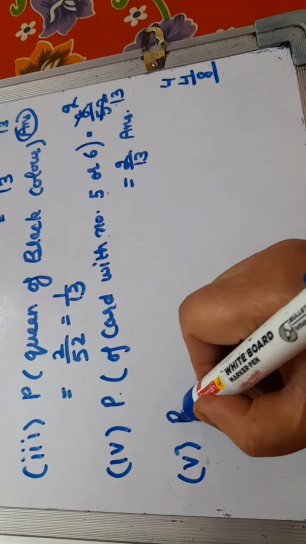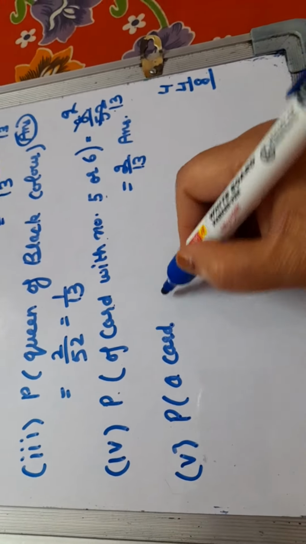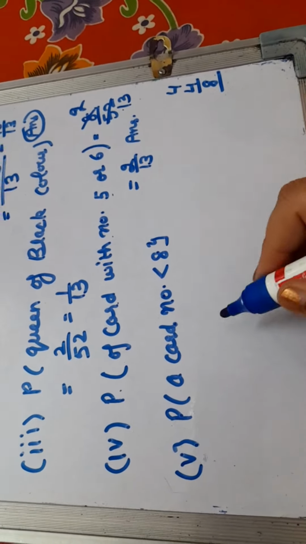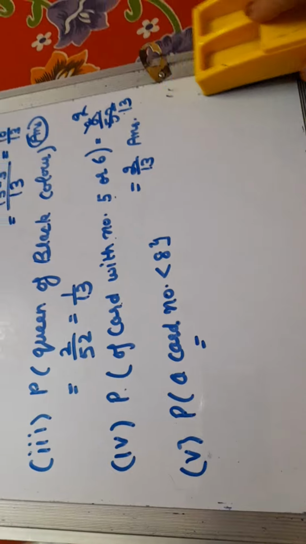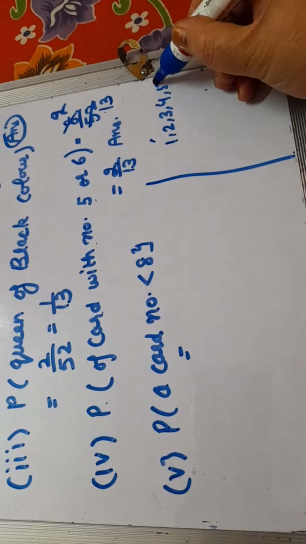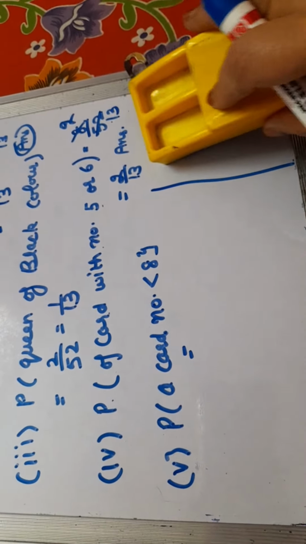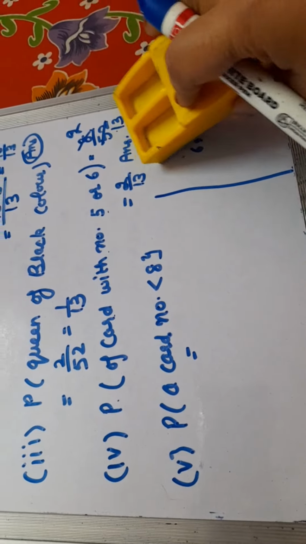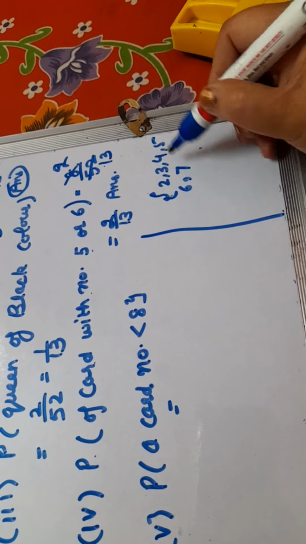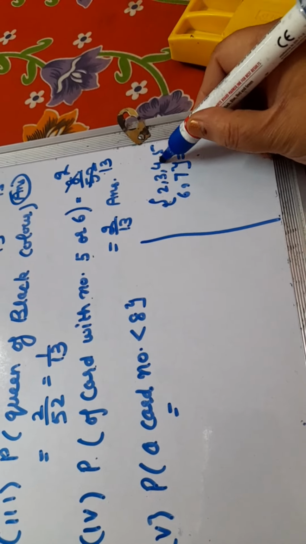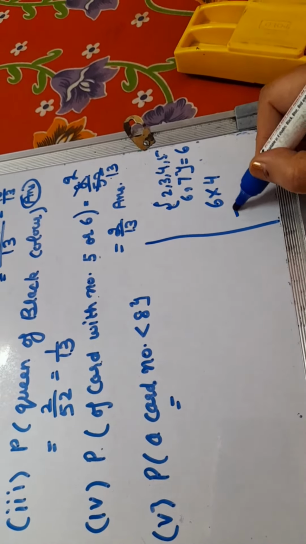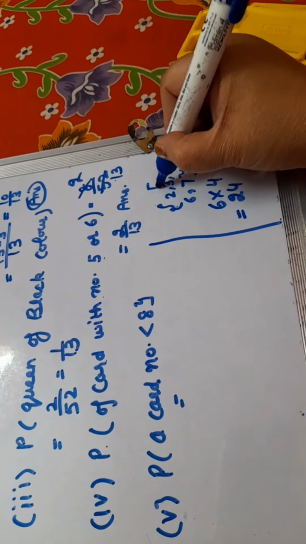Now it's question number 3 and its 5th part we will do now. We have to find probability of a card with number less than 8. So students, our favorable outcomes will be 2, 3, 4, 5, 6, 7, because we don't have card with number 1 in the deck. There are 6 numbers and such 6 cards will be present in all the 4 suits. So total number of favorable outcomes will be 24.